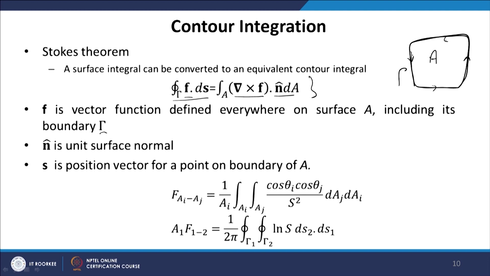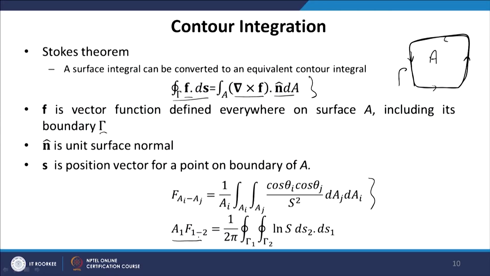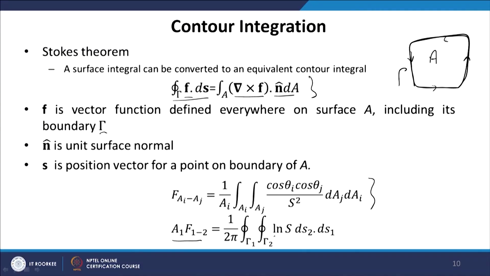So, with some mathematical manipulation, the double surface integral in the finite area view factor can be converted into a double line integral by applying the Stokes theorem twice, and what we get is A1 F12, that is basically the view factor between surface 1 and 2 or i and j, as equal to 1 upon 2 pi times the double line integral over the two contours, that means the contour of surface 1 and the contour of surface 2, and the integrand here is ln S. S is the same Sij, the magnitude of Sij is basically the S, okay. So, this is how we will evaluate.